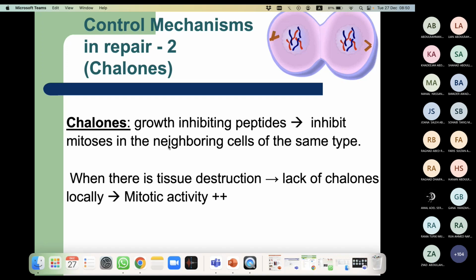Is it clear? They are the inhibiting peptides normally present in a tissue. If they are present, there's no mitosis. But when these tissues are damaged, they are destructed, they are killed, then the level of the kelons will decrease. There's decrease in the level of kelons, and therefore mitosis will increase and healing can occur. So this is one of the mechanisms of repair by the method of molecules called kelons.